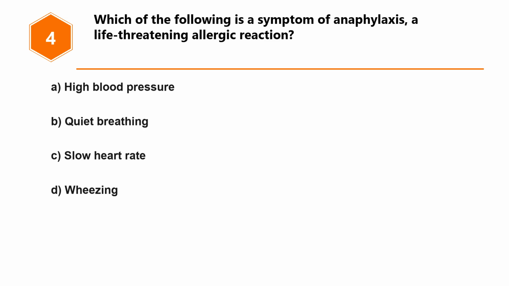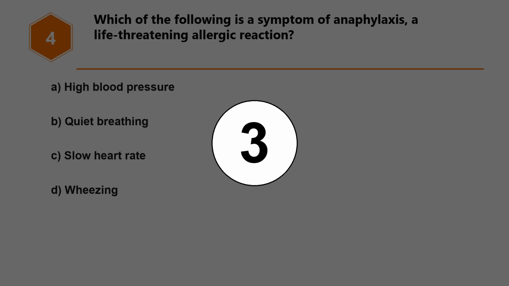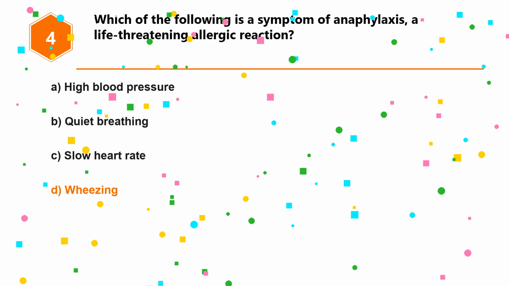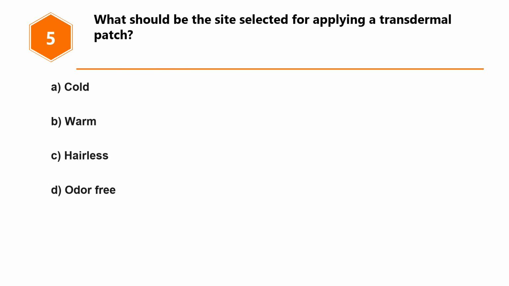Question 4. Which of the following is a symptom of anaphylaxis, a life-threatening allergic reaction? Option A. High blood pressure. Option B. Quiet breathing. Option C. Slow heart rate. Option D. Wheezing. The correct answer is option D. Wheezing.